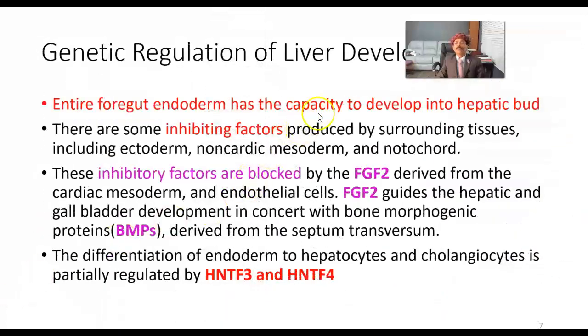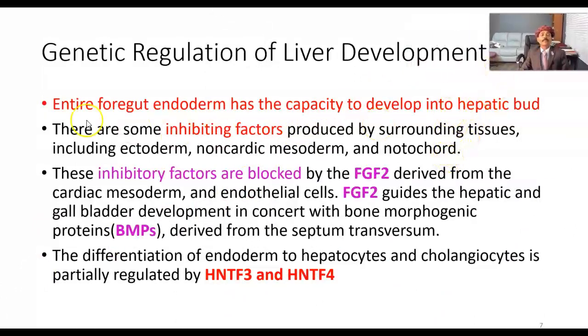Okay, genetic regulation of the liver development. Multiple genes work here. The entire foregut endoderm has the capacity to develop a hepatic bud. But the hepatic bud is formed from the terminal part of the foregut because we have some inhibiting factor produced by surrounding tissue including ectoderm, non-cardiac mesoderm and particularly notochord. These inhibitory factors are blocked by FGF2, fibroblast growth factor 2, derived from the cardiac mesoderm and endodermal cells near the foregut.